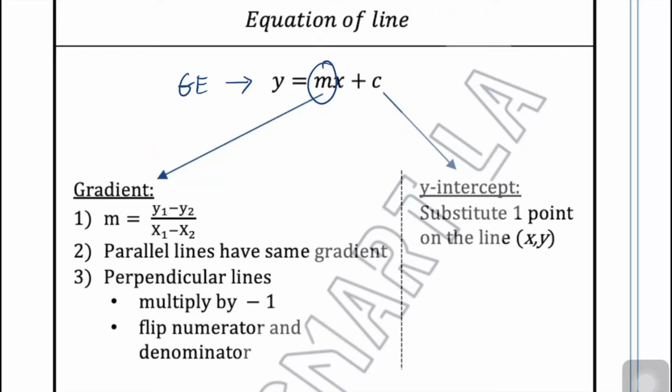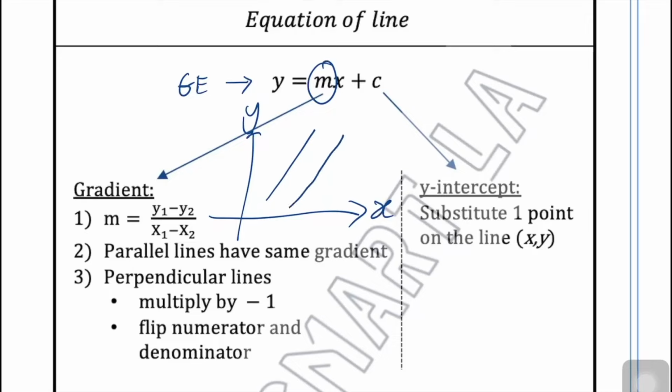If you have parallel lines, parallel lines have the same gradient. This is how a parallel line would look like. Let me draw it out: this is your y-axis, this is your x-axis, and you have two lines that are parallel to each other. If you have two lines that are parallel to each other, they have the same gradient.